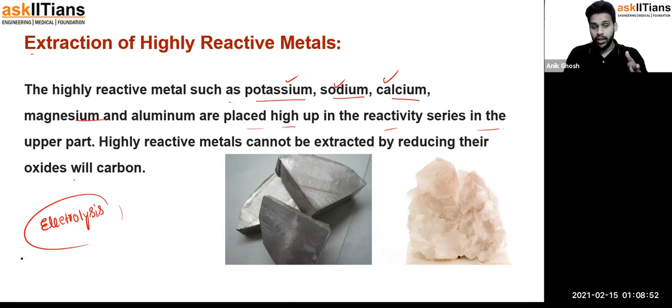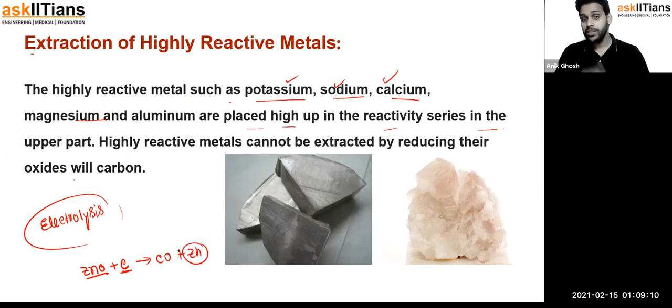Look, if that was something like zinc oxide, which is moderately reactive, then we could have used carbon or coke. And you know that coke is a very good reducing agent. If I just mix some coke with it, what would happen? It would give you carbon monoxide plus zinc, isn't it? That was very simple. This process is very simple. Now, this is for the moderately reactive elements. For the highly reactive elements, you cannot separate them out in this process. So what you have to do is you have to do electrolysis.